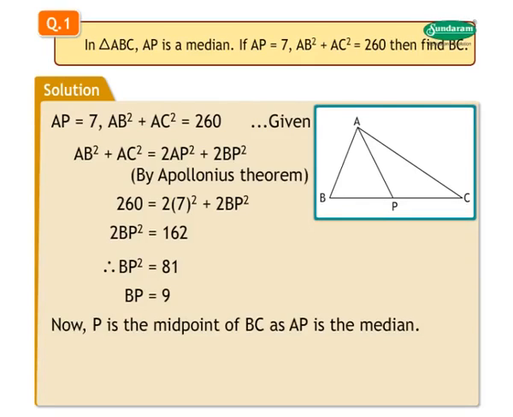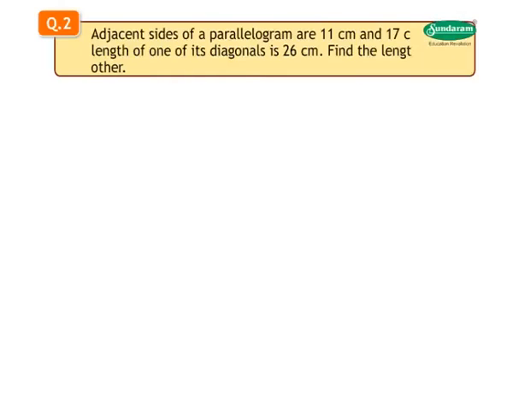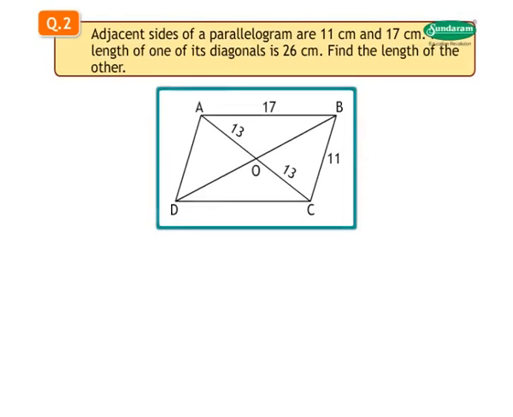Now, P is the midpoint of BC as AP is the median. Therefore, BC is equal to 2BP is equal to 2 into 9 is equal to 18. Thus, BC is equal to 18. Question 2. Adjacent sides of a parallelogram are 11 centimeters and 17 centimeters. If the length of one of its diagonals is 26 centimeters, find the length of the other.